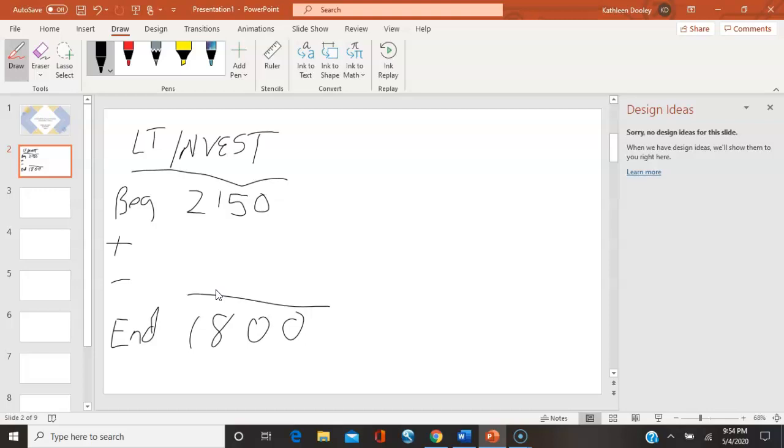So those might be, we've invested in some real estate, maybe we've invested in some stocks or bonds, but we've invested in some things that we've put some money into, and then we hope that they will increase in value and we'll sell them at some point in the future and make some money.